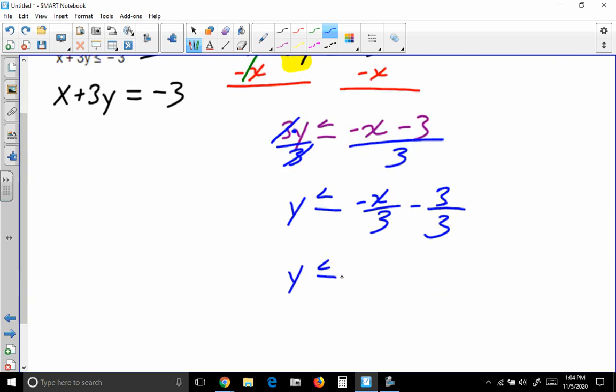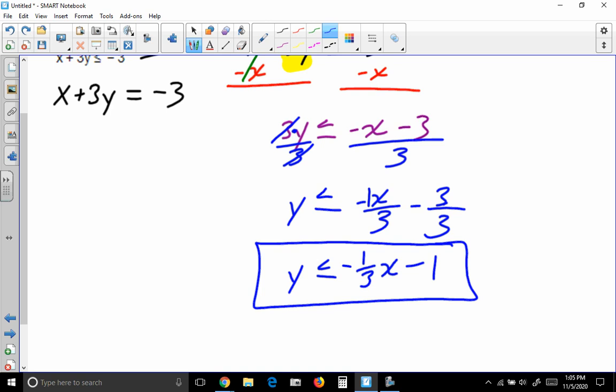So we get y is less than or equal to, negative over positive is negative. The coefficient of x on top is 1, so we can call this 1/3 x. 3 over 3 makes 1. So this is just another way of writing the same inequality we had at the beginning. So that's good practice for isolating our variable.